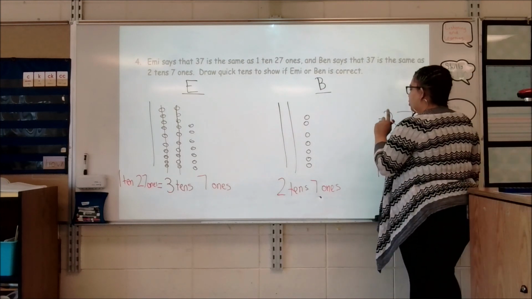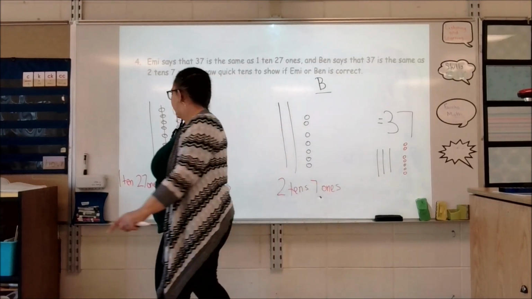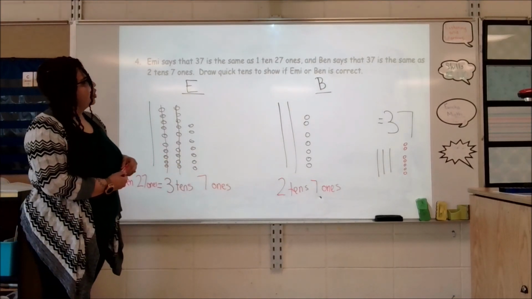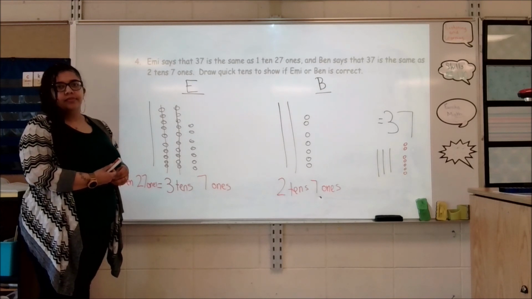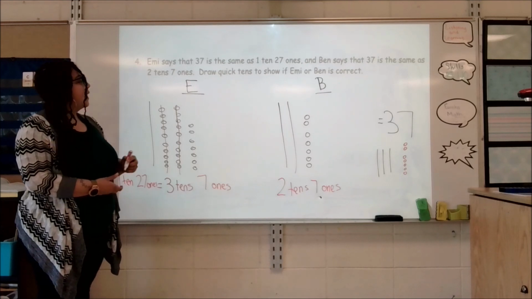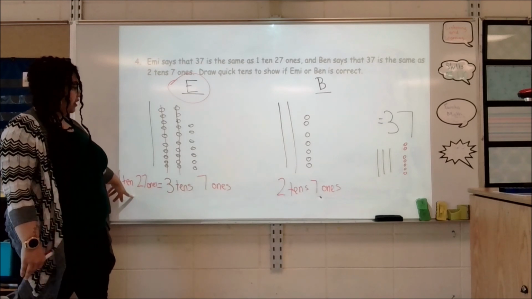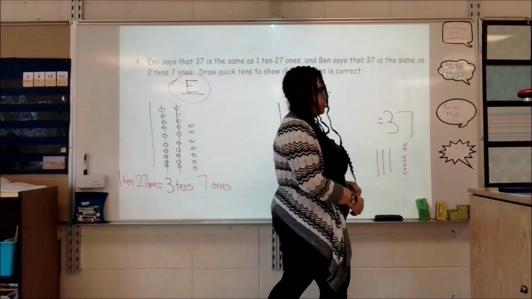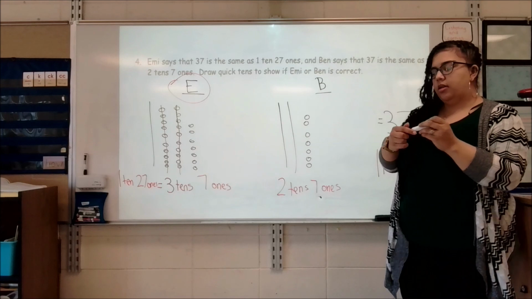Now, looking at this, and looking at these, who is correct? Back to the original question, who is correct, Emmy or Ben? Emmy. So that means that 1 10 and 27 ones is equal to 3 tens and 7 ones. So that means Emmy is correct. Good job. Emmy is correct.